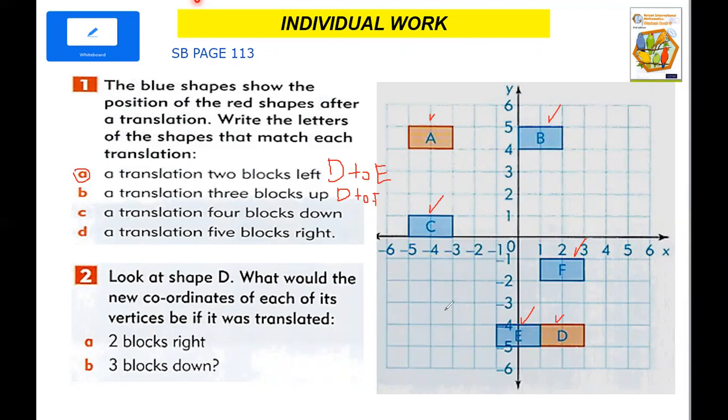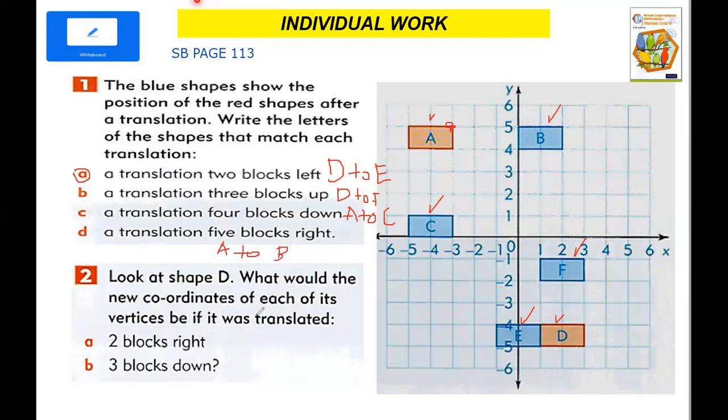Okay, letter C. A translation 4 blocks down. So let's see, if D, there's nothing here. So only A. So 1, 2, 3, 4. So it is A to C. A translation 5 blocks right. There are no squares translated from D to the right, but there is for A. Let's count first. 1, 2, 3, 4. No, it cannot be. This is down. So let's see, 5 blocks right. Let's count here, starting from here. 1, 2, 3, 4, 5. So the answer is A to B.